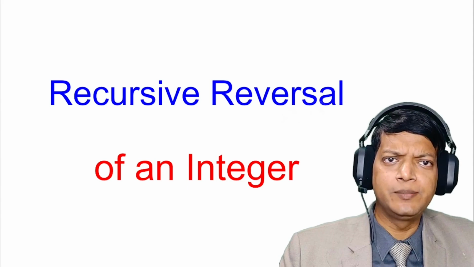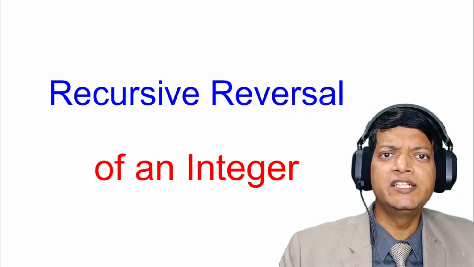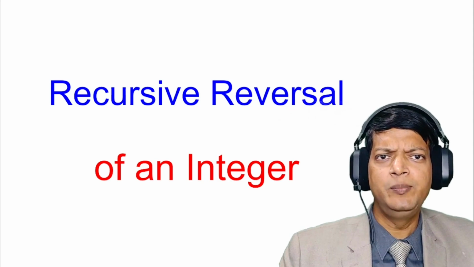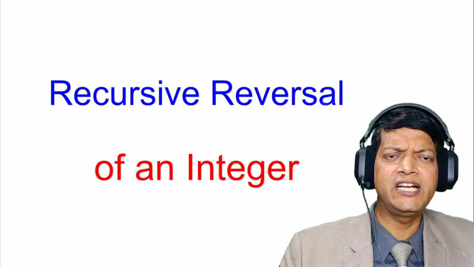First, let's define the problem. Given a positive integer, we want to reverse its digits recursively. For example, if the input is 1234, the output should be 4321. We'll be using a recursive technique to solve this problem. So now let us explore the method that we'll be using.